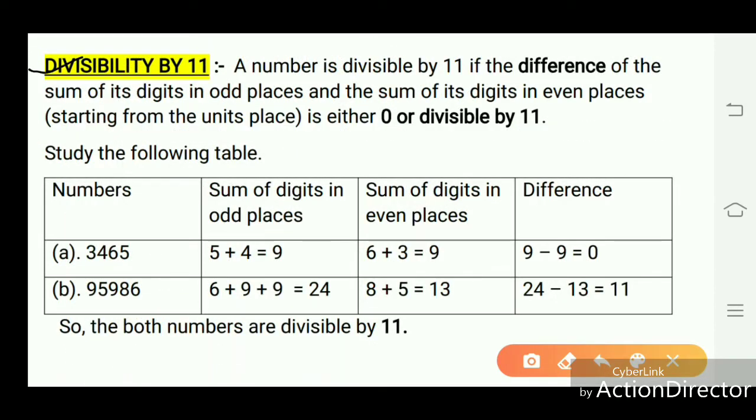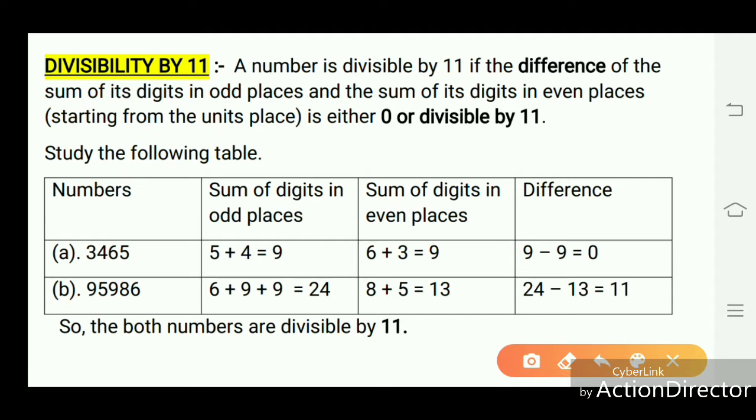Now divisibility by 11. A number is divisible by 11 if the difference of the sum of its digits in odd places and the sum of its digits in even places, starting from the unit place, is either 0 or divisible by 11. Then the number is divisible by 11. Now I solve some examples related to divisibility by 11.